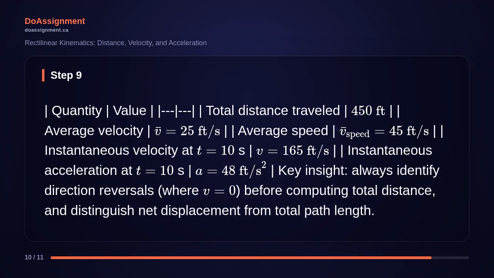To summarize, the total distance traveled is 450 feet, the average velocity is 25 feet per second, the average speed is 45 feet per second, the instantaneous velocity at 10 seconds is 165 feet per second, and the instantaneous acceleration is 48 feet per second squared. The most important technique here was identifying the turning point at t equals 5 seconds before computing total distance.